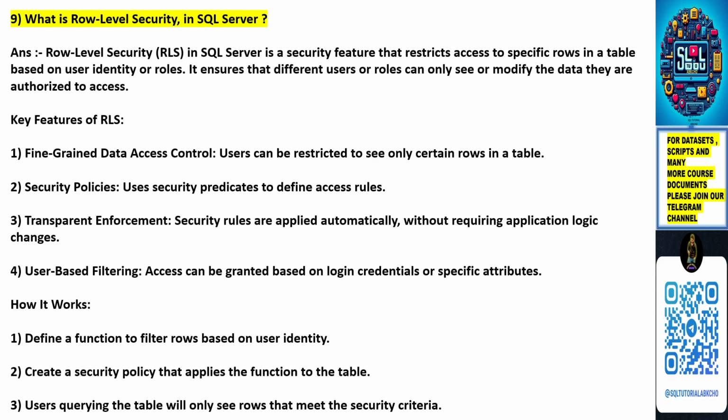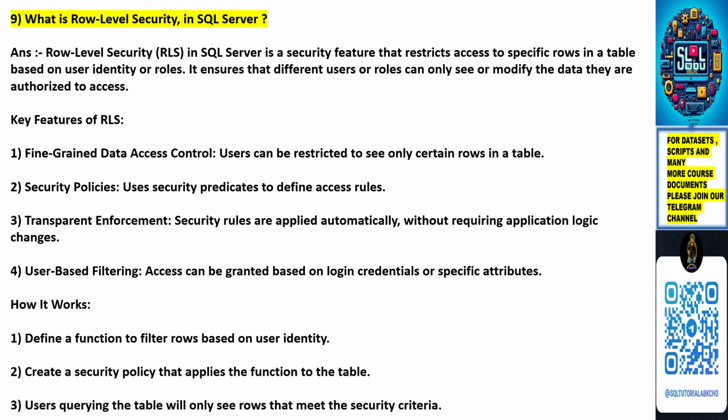And the key features of RLS are: number one is fine-grained data access control. So users can be restricted to see only certain rows in a table. Now second point is security policies. So it uses security predicates to define access rules. Third point is transparent enforcement. So security rules are applied automatically without requiring application logic changes. And the fourth point is user-based filtering. So access can be granted based on login credentials or specific attributes.